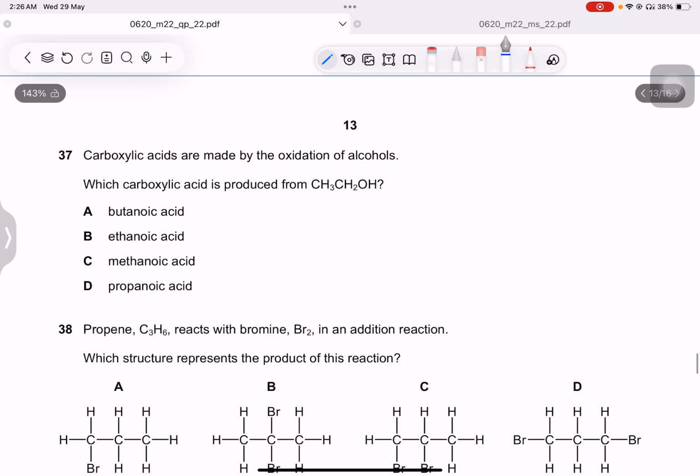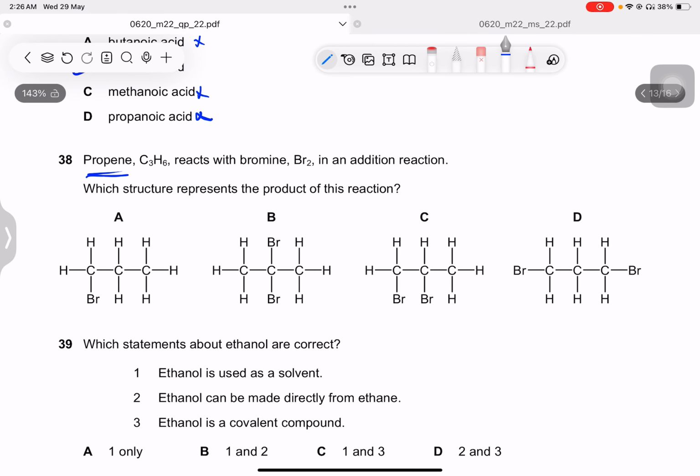36A. 37. Carboxylic acids are made by the oxidation of alcohols. Which carboxylic acid is produced from CH3CH2OH, which is basically ethanol containing two carbon atoms? So when we oxidize it, the acid form should also contain two carbon atoms, which is ethanoic acid. Butanoic contains four, methanoic one, propanoic three.